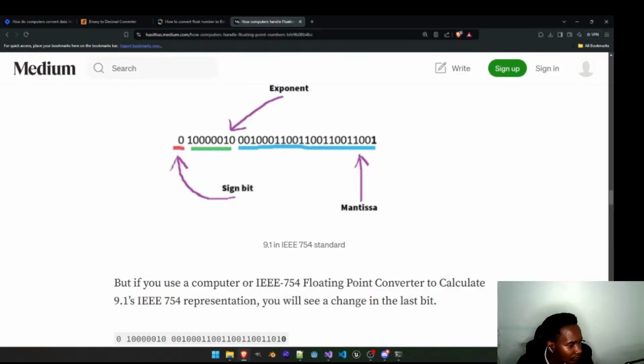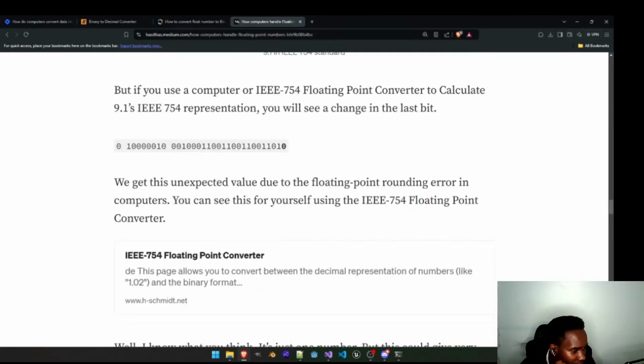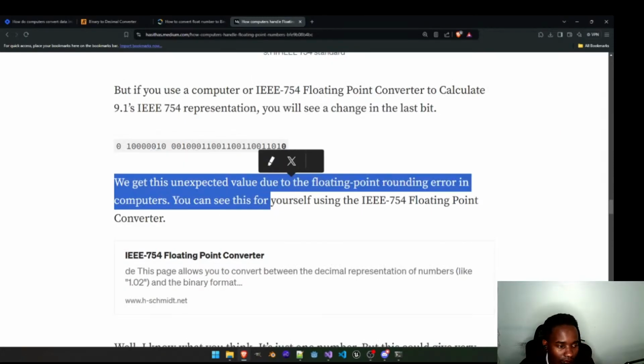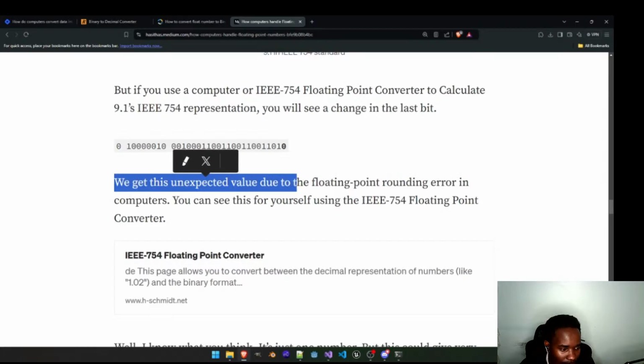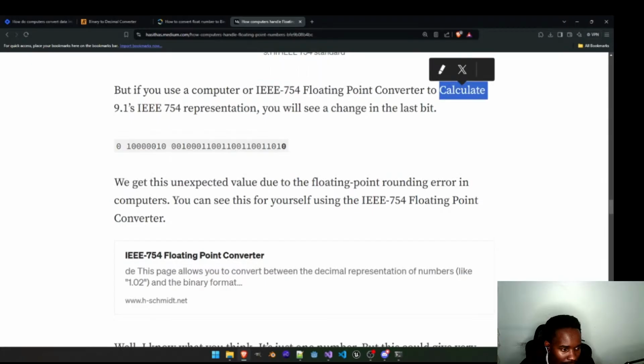First of all, this standard format is kind of genius. I like it. However, it doesn't solve all the problems when it comes to calculating. So we get this unexpected value. But if you use a computer floating point converter to calculate this representation, you'll see a change in the last bit.